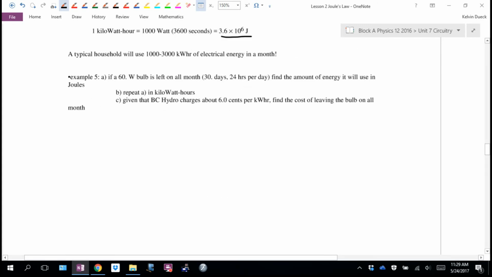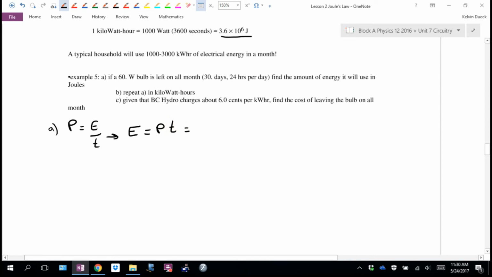And this brings us to a sort of happy problem, but a problem nonetheless. Suppose you took a 60-watt light bulb, your standard bulb, and you left it on for an entire month without turning it off. We'll say the month has 30 days, 24 hours a day. First of all, how much energy will that use? I know power is energy or work over time, so energy is going to be power times time.